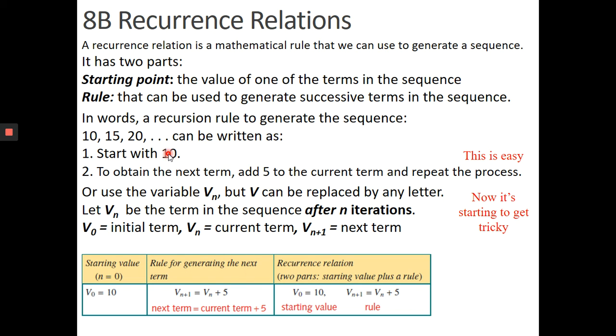So here, this is the way that we write this mathematically. Instead of saying start with 10, then add 5 each term, repeat the process, it means V0 is 10. That's our starting point. And our rule is we add 5 to each. So the next term is the previous term plus the rule. And every time we do this, n increases by 1. So initially it'll be 0, then 1, then 2, then 3. Maybe doing some questions on this will help. Each time that you apply the rule, it is called an iteration.